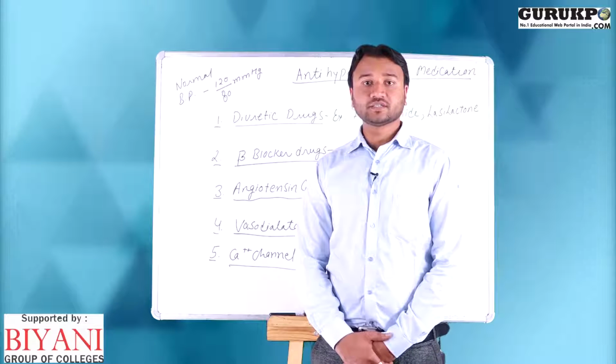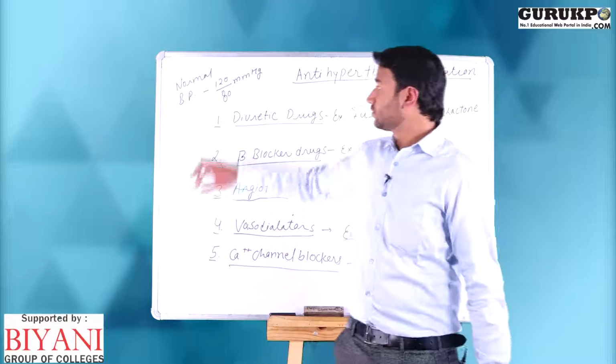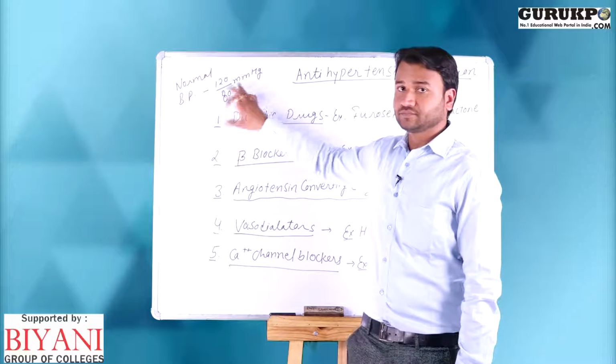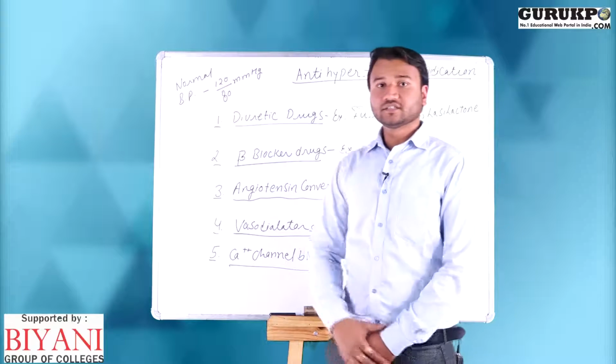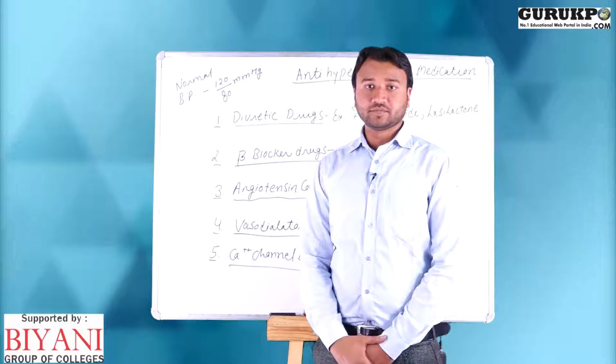Blood pressure is the pressure which is exerted by the blood against the arterial wall when the blood flows through the artery, and the normal value of the blood pressure is 120 by 80 mm of Hg, in which 120 is the systolic blood pressure and 80 is the diastolic blood pressure.